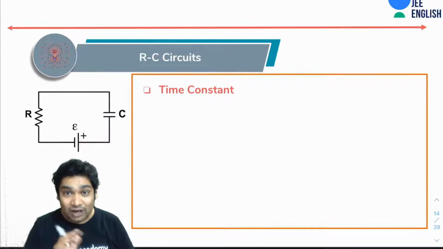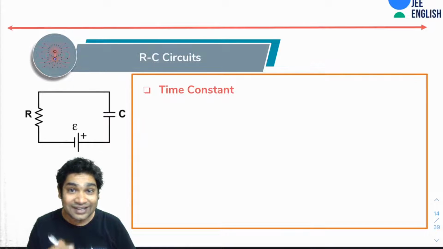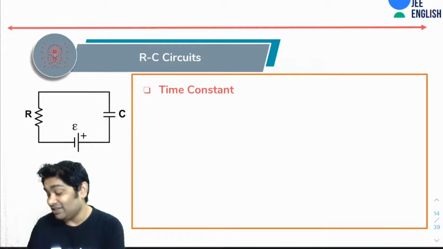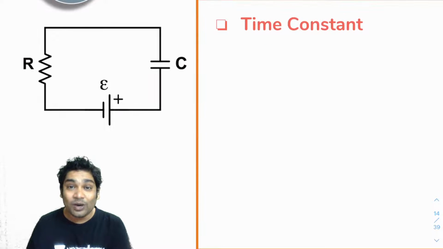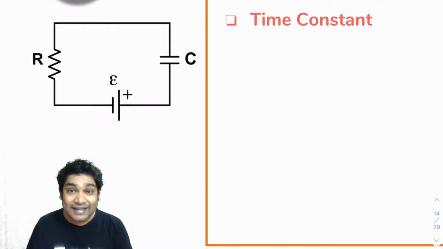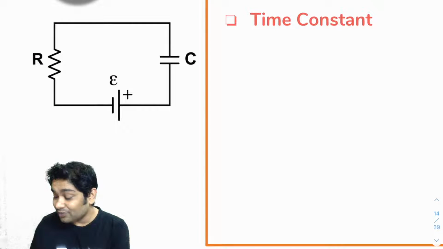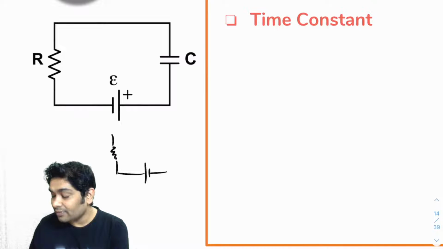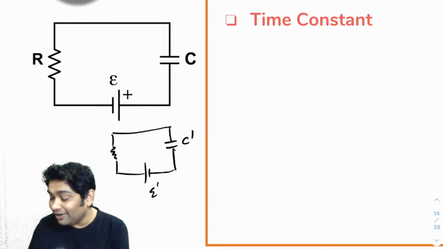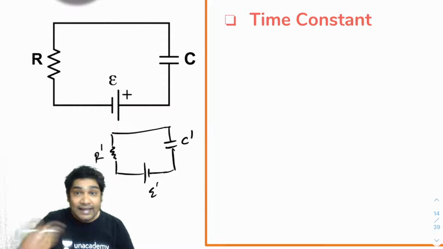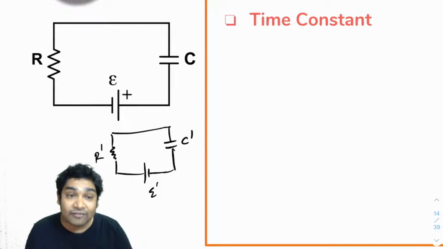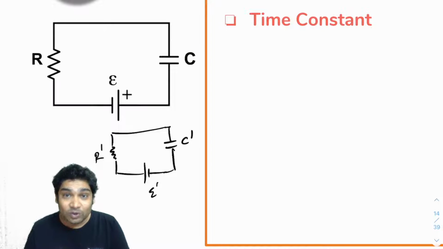So what we do is we talk about another term called time constant. Suppose you have two RC circuits and you wanted to compare in which one the capacitor is charging faster. So imagine you had this one circuit and then another circuit, and I wanted to compare in which of the following situations the capacitor is charging faster. So then what we do is we compare their time constants. Okay.